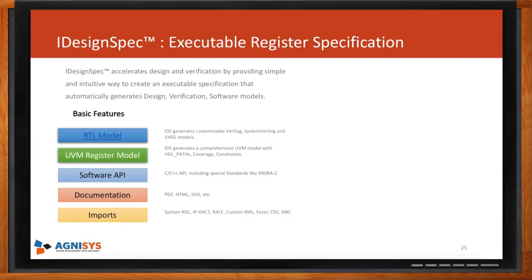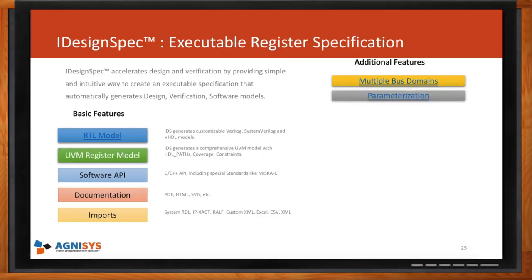So over the years, we've added features like dealing with multiple bus domains. You could have a block where you have multiple bus domains coming into the block in an SoC system. Yeah. And we do this multiple bus domain in all our flavors like Word or Excel or System RDL or Ralph. Nice. Parameterization is generation of, say, RTL or UVM in a format that is parameterized.